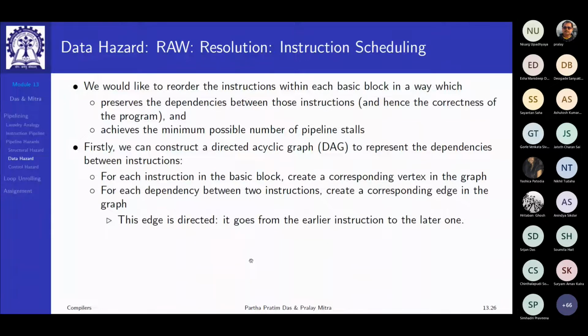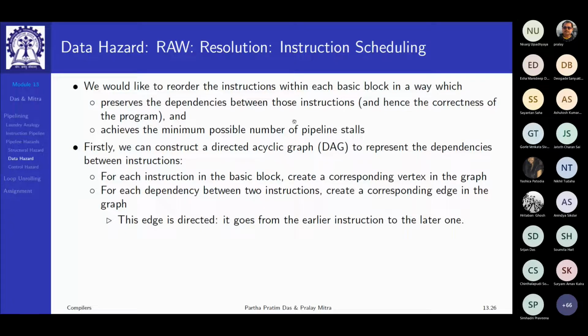So now we will discuss a simple algorithm for instruction scheduling. The target is we would like to reorder the instructions within each basic block. Right now we are considering only the data hazard. We are not considering the control hazard, so we are assuming that the branch complications are not here right now. Within a basic block, we have to preserve the dependencies between those instructions. Unless we preserve the dependencies, we will not have correctness in the program.